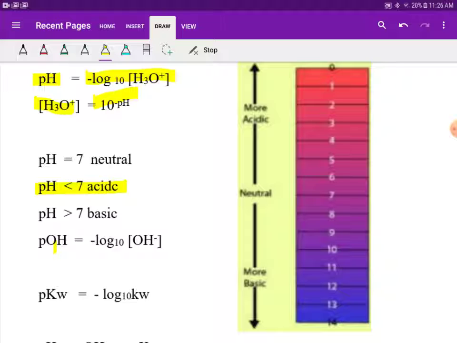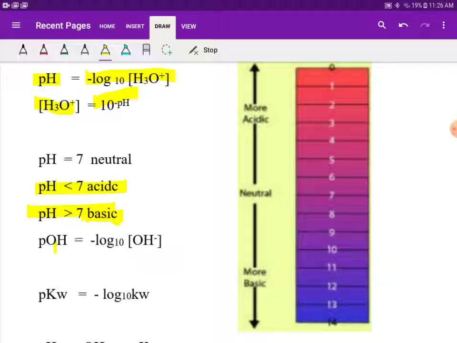For any basic system, any alkaline system, the hydroxyl ion concentration is greater than 10 raised to minus 7, that is 10 raised to minus 6, 10 raised to minus 5, etc. Therefore, the H plus ion concentration becomes lesser than this. Therefore, pH is greater than 7 for a basic system.